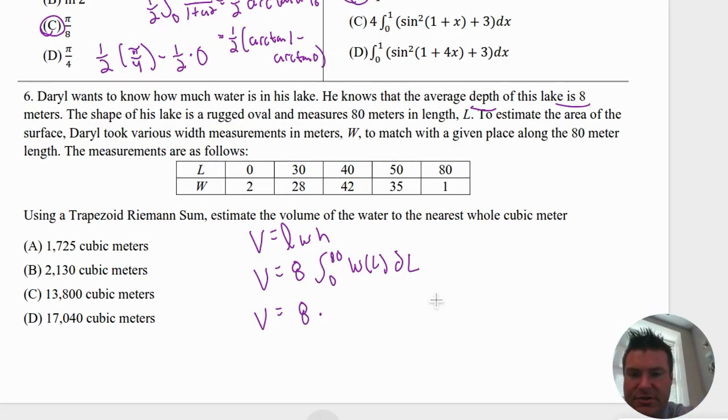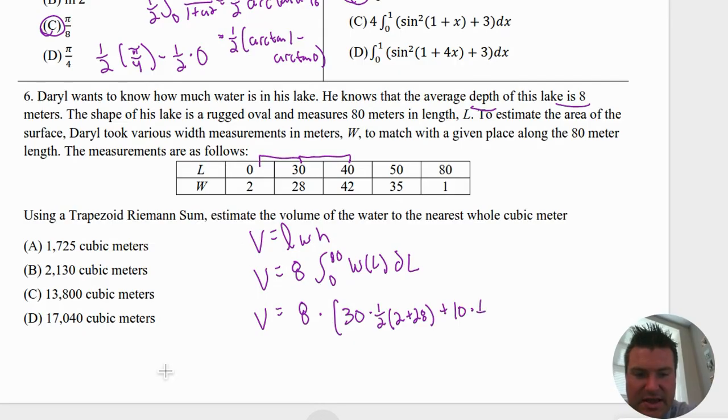So for the first trapezoid here, I have a width of 30. So I'm going to do 30 times the average of 2 plus 28. Okay? That 2 plus 28 comes right here. And then that width 30 comes from right there. So for the next one, I'm going to go from 30 to 40, which is 10 times the average of 28 and 42.